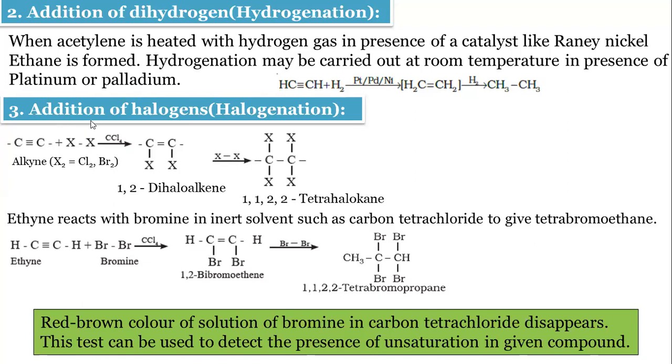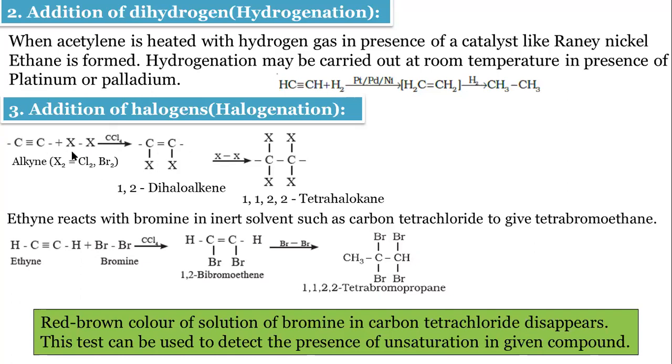Then the third reaction is addition of halogens. When halogens are added, it is called halogenation, like hydrogenation. When addition of hydrogen is there, it is hydrogenation. Here we have to add halogens. This is again the general reaction I will explain. This is a carbon-carbon triple bond, an alkyne. X2 here means halogens. Chlorine, bromine or iodine you can add. CCl4 is used only as a solvent. There is no role of this CCl4. It is an inert solvent. Instead of carbon tetrachloride, we can use hexane.